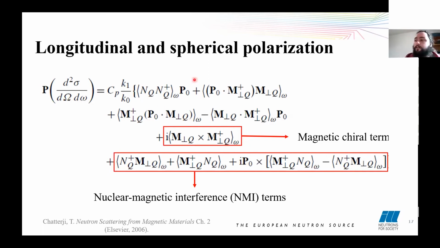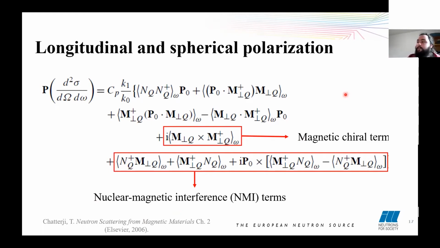So we have the nuclear term, which is the term that we all know and love. Then we have the non-chiral pure magnetic terms, and these are terms that do not create polarization. They simply flip the neutron up or down, so a precession of 180 degrees. But then we have an extra, purely magnetic component, which is the chiral magnetic term, and this term actually creates polarization along the Q vector. So this term will only appear if our polarization is parallel to the Q vector.